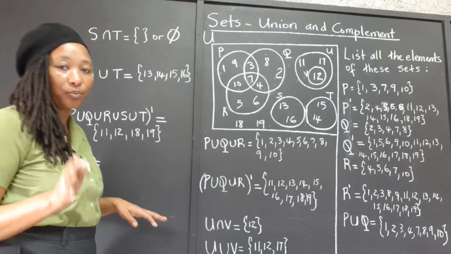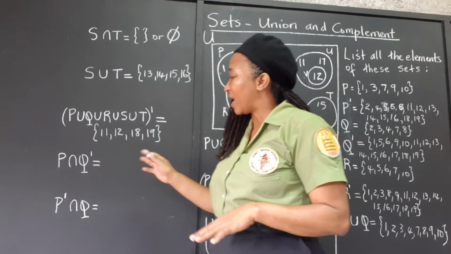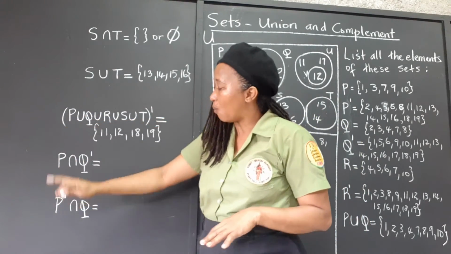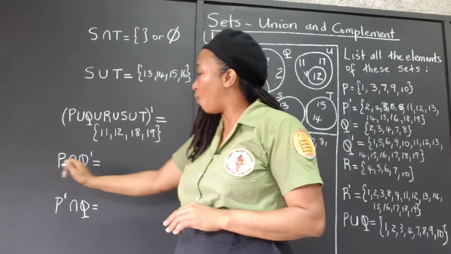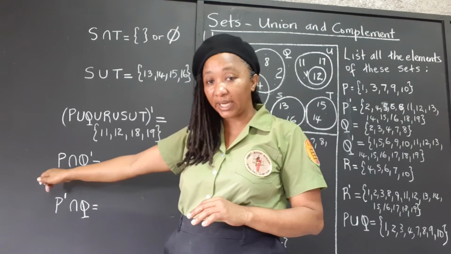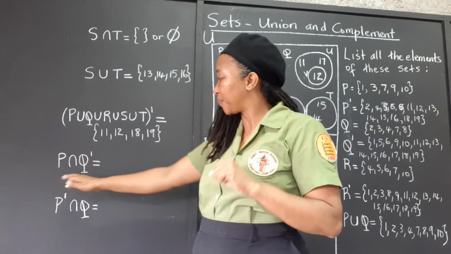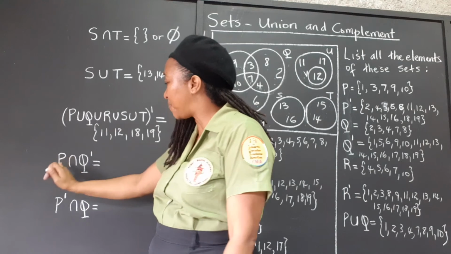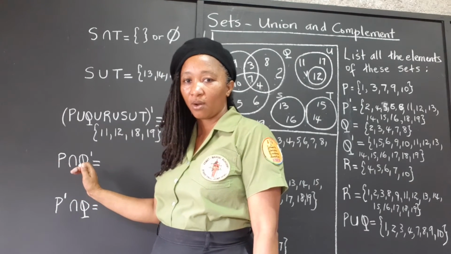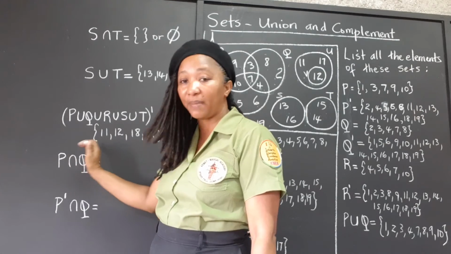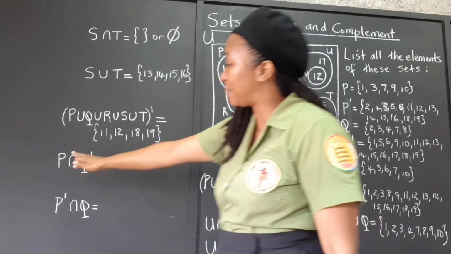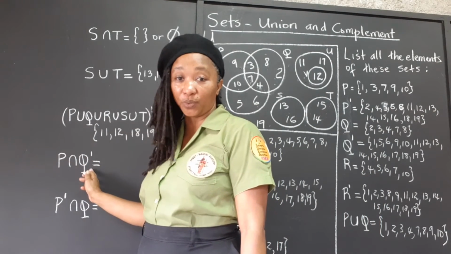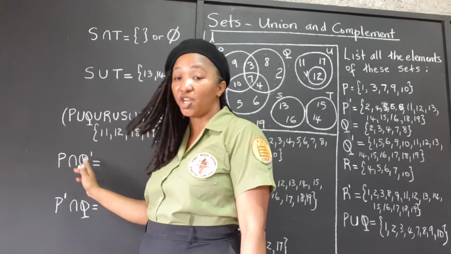Alright, so just two more examples. Wherever you see one set intersecting the complement of another set, this means what is in this set only. So what is in P, what is in P only? Where P intersects the complement of Q. So what's in P only? So that would be what's in P but not in Q. What is in P but not in Q?